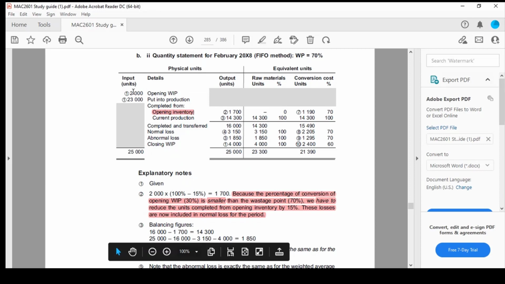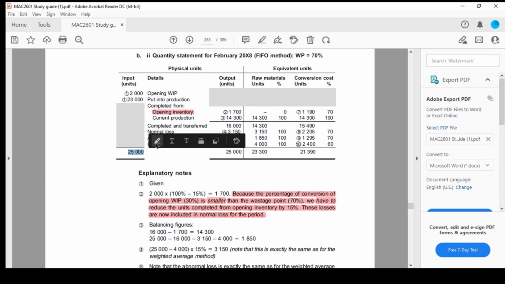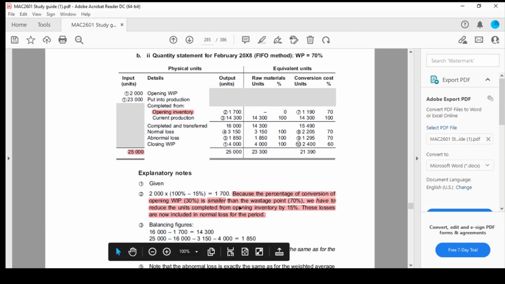Remember, your input would still be the same, 25,000, but then your opening WIP, you have to now take into consideration the whole rule of first in, first out when it comes to normal loss. So they tell you here, because the percentage of conversions of your WIP is 30%, which is smaller than the wastage point, you have to show that it was before the wastage point. Wastage point is 70, and your opening WIP came in as 30, so it was before that point. So it's obvious that it will go through this loss.